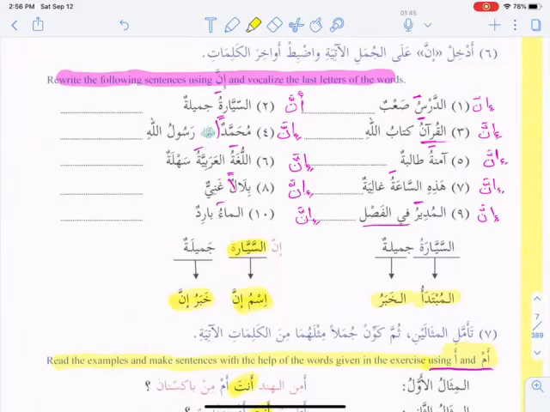Huh? Innal darsa sa'abun. Inna sayarata jamilatun. Innal Qur'ana kitabullahi. Inna Muhammadan Rasulullahi. Inna aminata talibatun. Inna lugatal arbiyata sahlatun. Inna hazihi sa'ata galiyatun. Inna bilalan ghaniyun. Inna al-mudira fil fasli. Inna al-ma'a baridun. Huh?